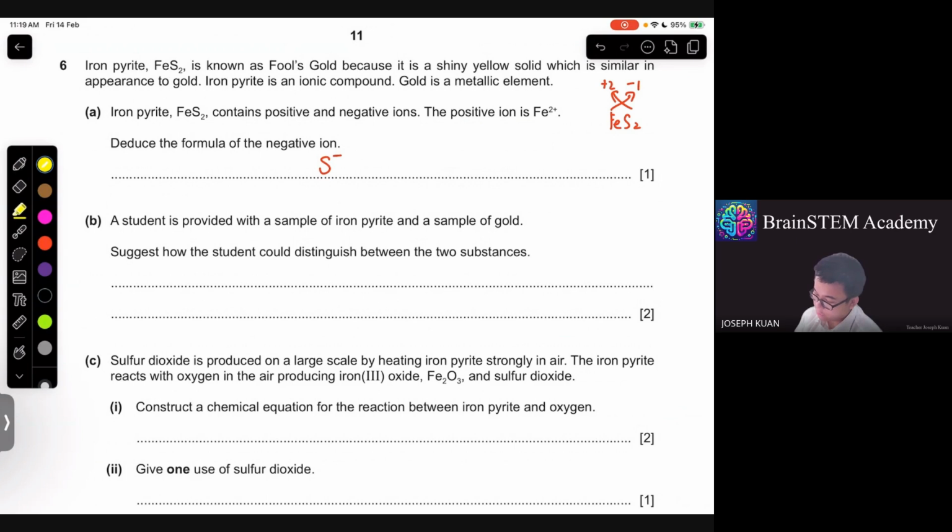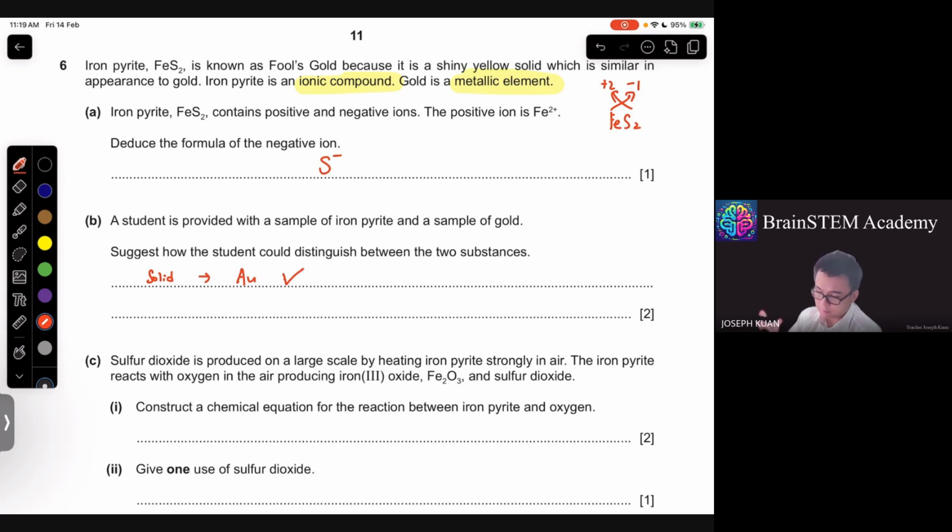Given one is an ionic compound, the other one is a metallic element, it means that they will exhibit different electrical conductivity. Actually, there are many ways to determine. For me, I'll choose this one: take the solid state of both iron pyrite and the sample of gold, and then connect it to wires and see if it conducts electricity or not. So our goal will be to see which conducts electricity in solid state.